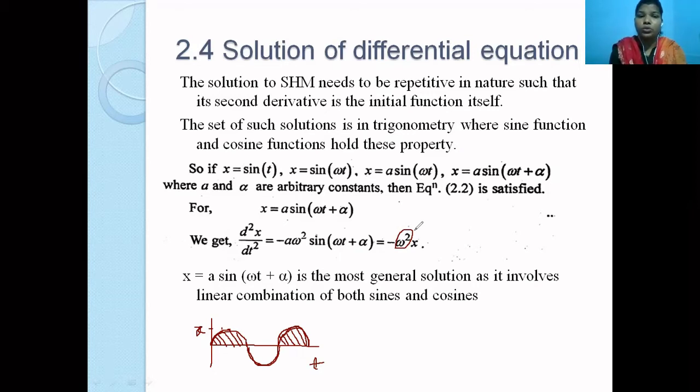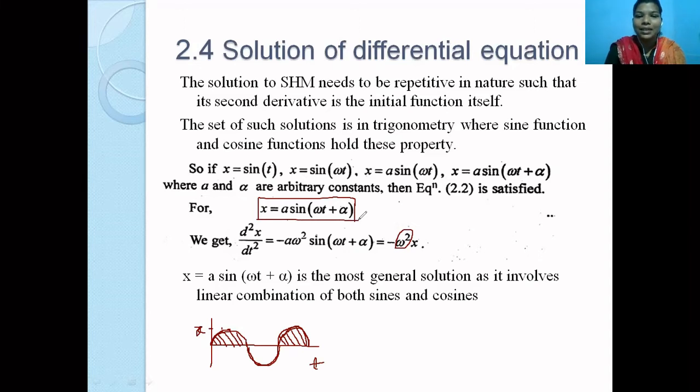It will come out as a constant. Okay, so we are going to choose x is equal to a sine of omega t plus alpha as the function, or as the solution to the simple harmonic motion differential equation. x is equal to a sine of omega t plus alpha.